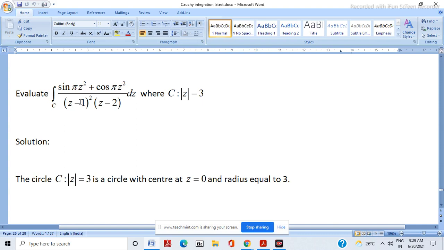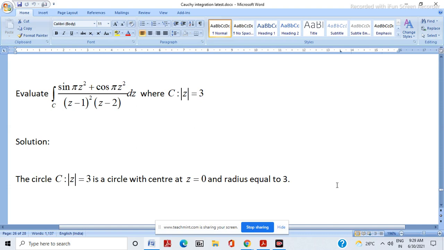Then here the function is not analytic at which points? z equal to 1 and z equal to 2. Since z equal to 1 and z equal to 2, both points 1 and 2 are inside C. Since they are inside C, we can apply either Cauchy's integral formula or generalized integral formula. But here the denominator is the product of two functions, so we can't apply directly either formula.